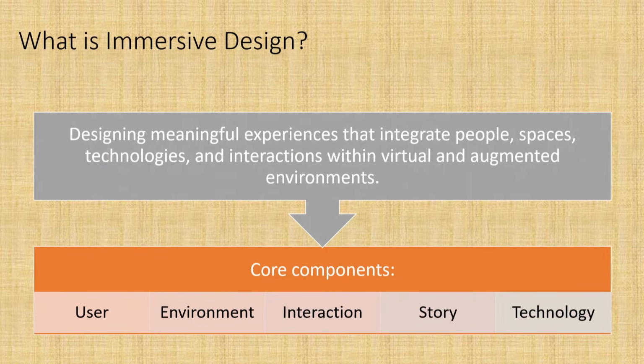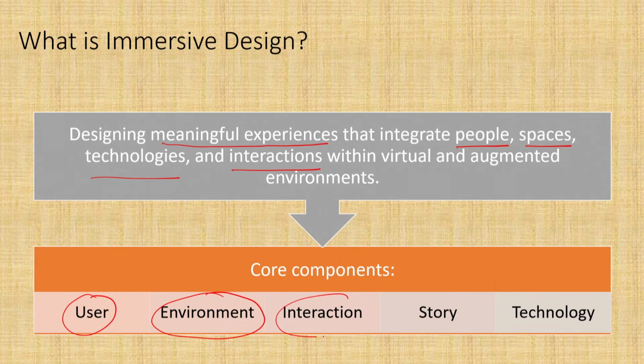It is all about creating and designing these meaningful experiences in the virtual domain that integrate people, spaces, technologies and interactions. So, 4 things: people, spaces, technologies and interactions within virtual and augmented environments. Typically, this has 4 components. One is the user, second is the environment, the third is the interaction, then the fourth is a story, and it also has a technology that links them all together.